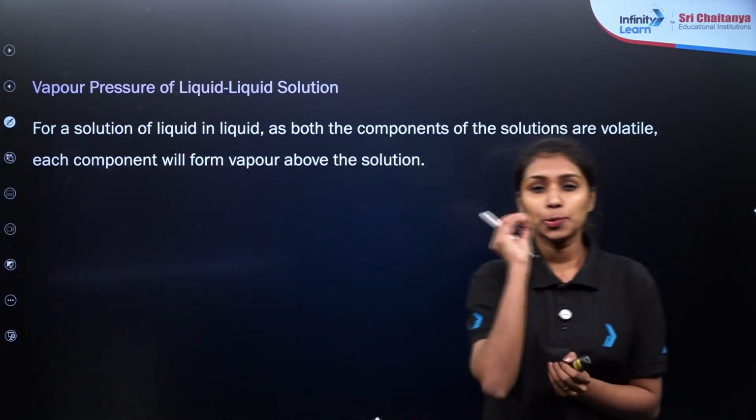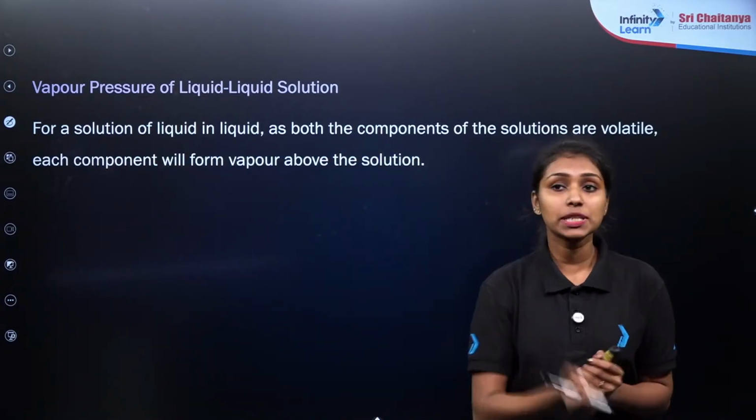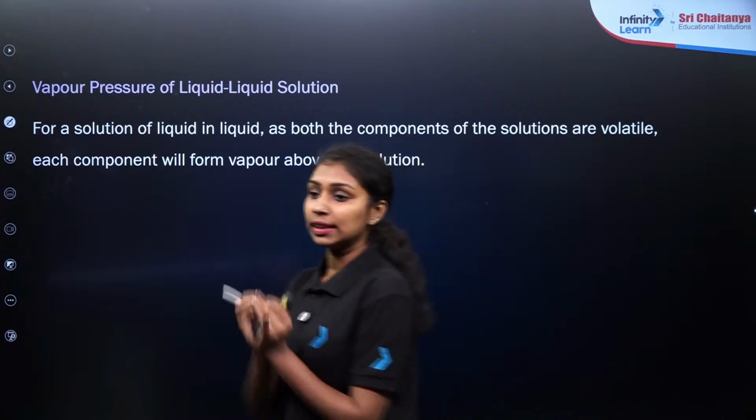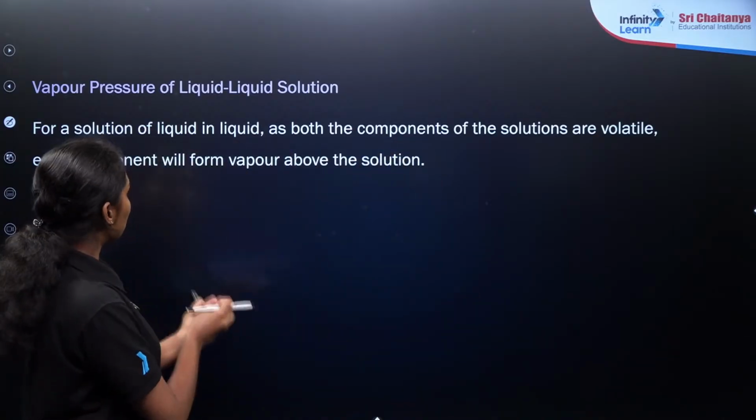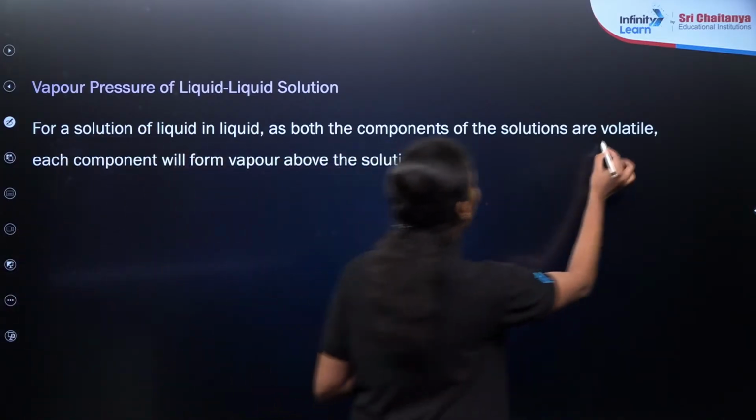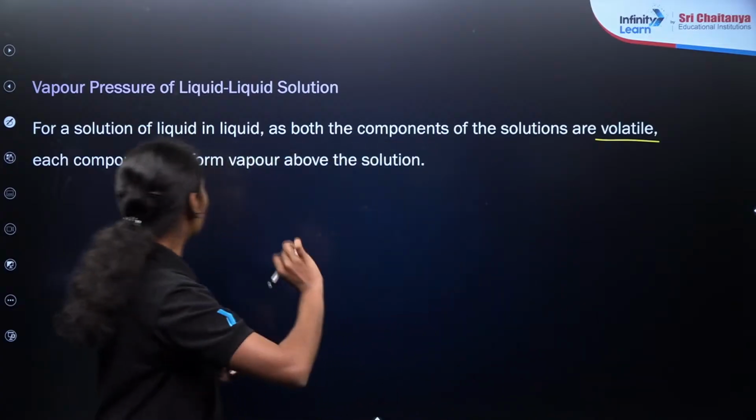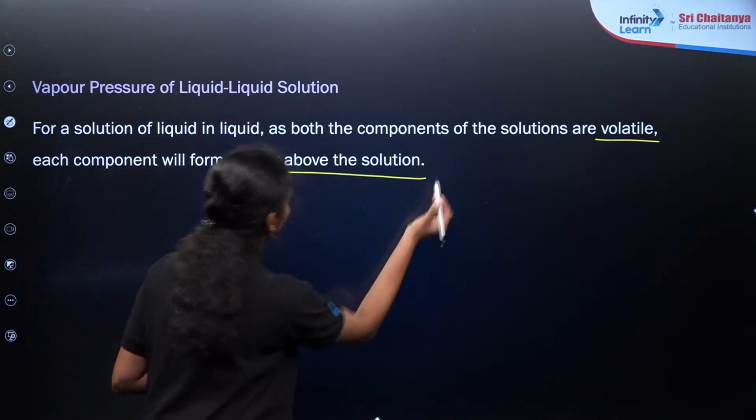Now we need to do some small derivation about the vapor pressure of liquid-liquid solution. For that, we need to take a solution in which both the components are volatile, right? Both the components are volatile, which will form vapor above the solution.